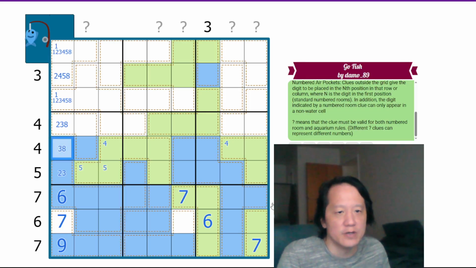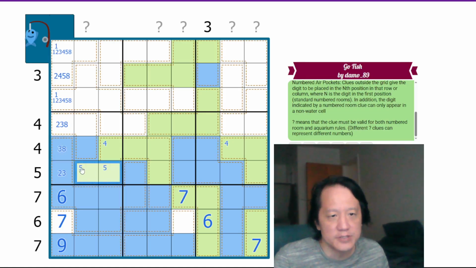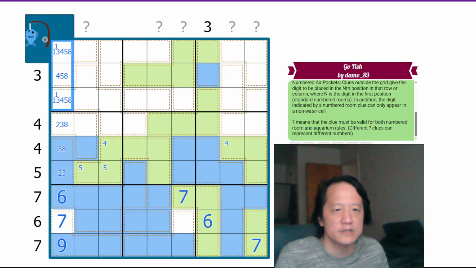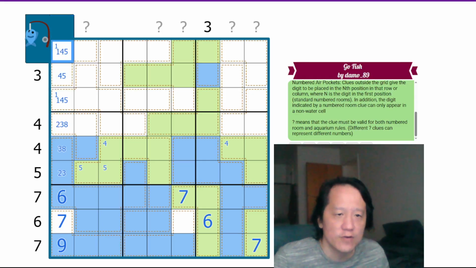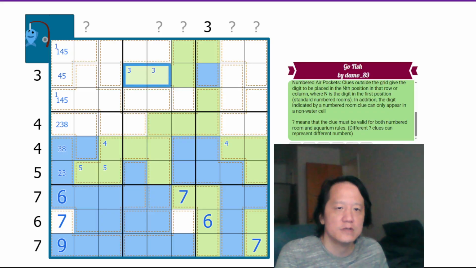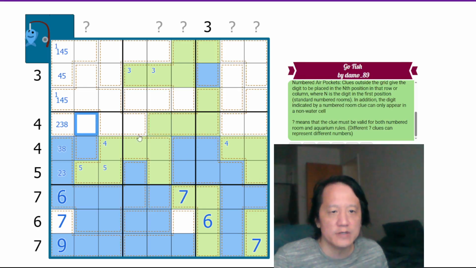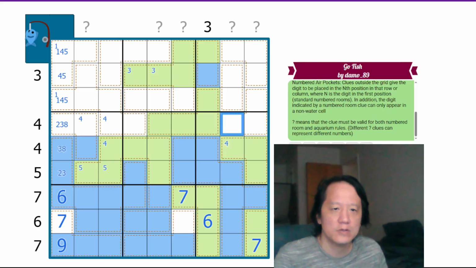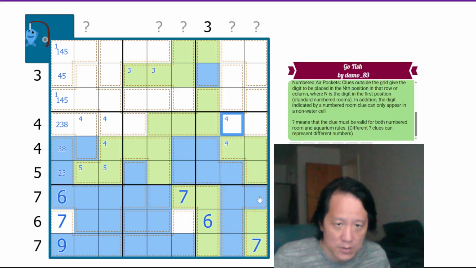5 can't be here because of 5 guaranteed to be in the box there. This is 2, 3, 8 as a triplet, which eliminates 2, 3, 8 in the rest of the column. So this is 1, 4, and 5. So 3 has to be in the 4th or the 5th position. 4 has to be in the 2nd, the 3rd, or the 8th position here. Which means 1 out of these 2 is a 4.